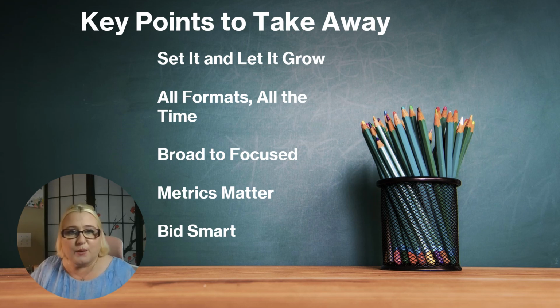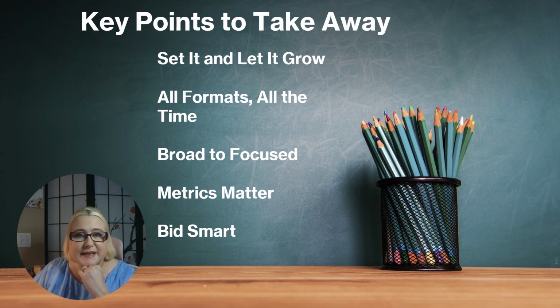All right, so this is our recap of the key points. Number 1, end date for your campaigns. Set it and let it grow. Don't rush to end your campaign. Give them time to mature and show their true potential. Number 2, you want to include all of your book's formats to ensure no readers are left behind. You're promoting every format of your book.